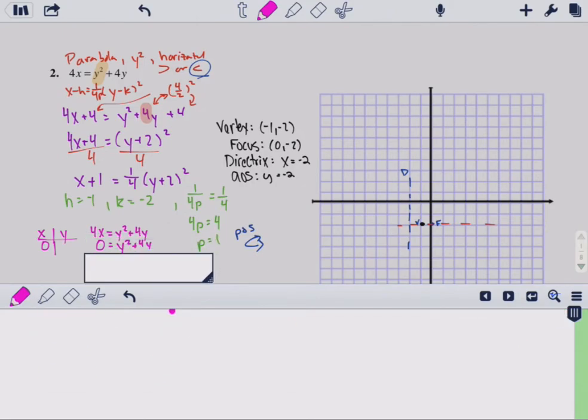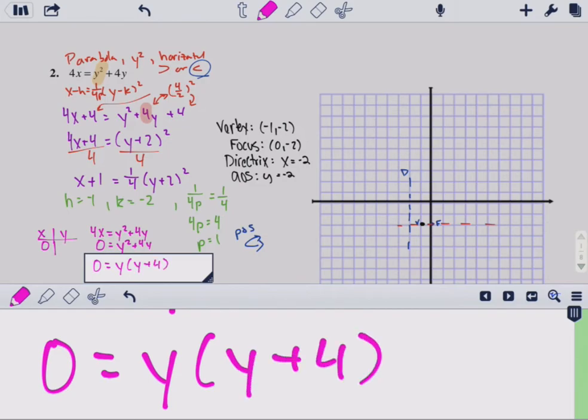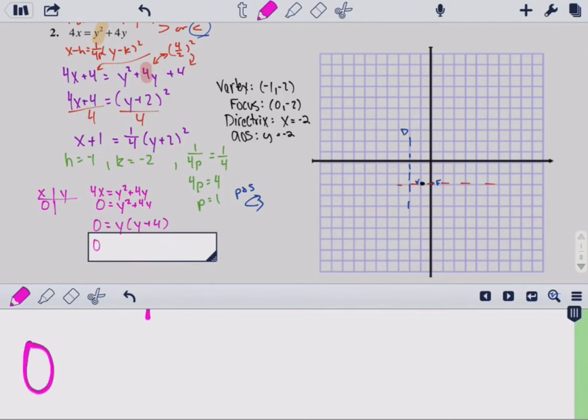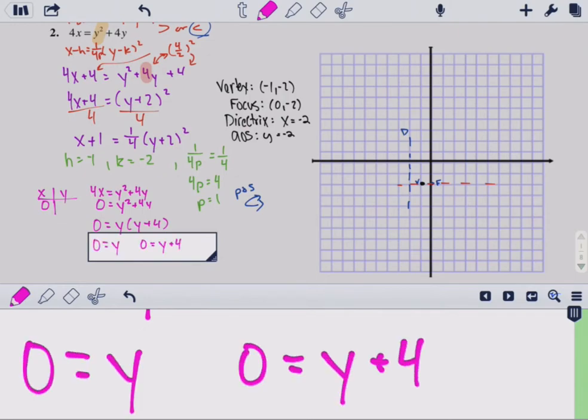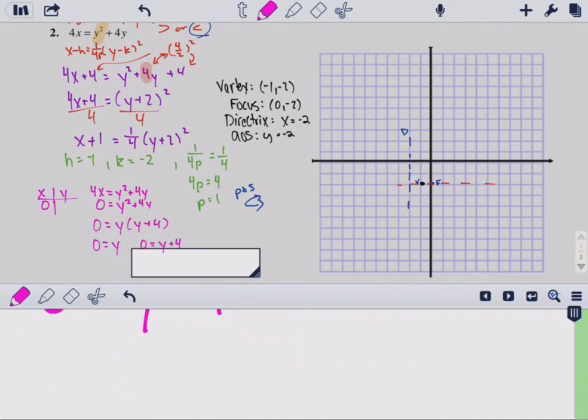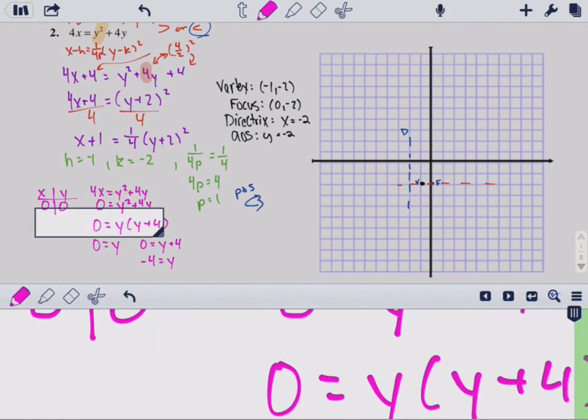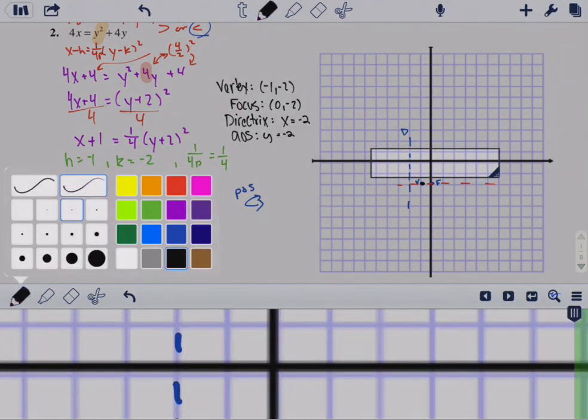And then I can factor, so I get 0 is equal to y times (y plus 4). And then I can use my zero product property and say 0 is equal to y, or 0 is equal to y plus 4. And then I solve this one for negative 4 is equal to y. So when x is 0, I either get y to be 0, or when x is 0, I get y to be negative 4. So let's come over here and let's graph those pieces.